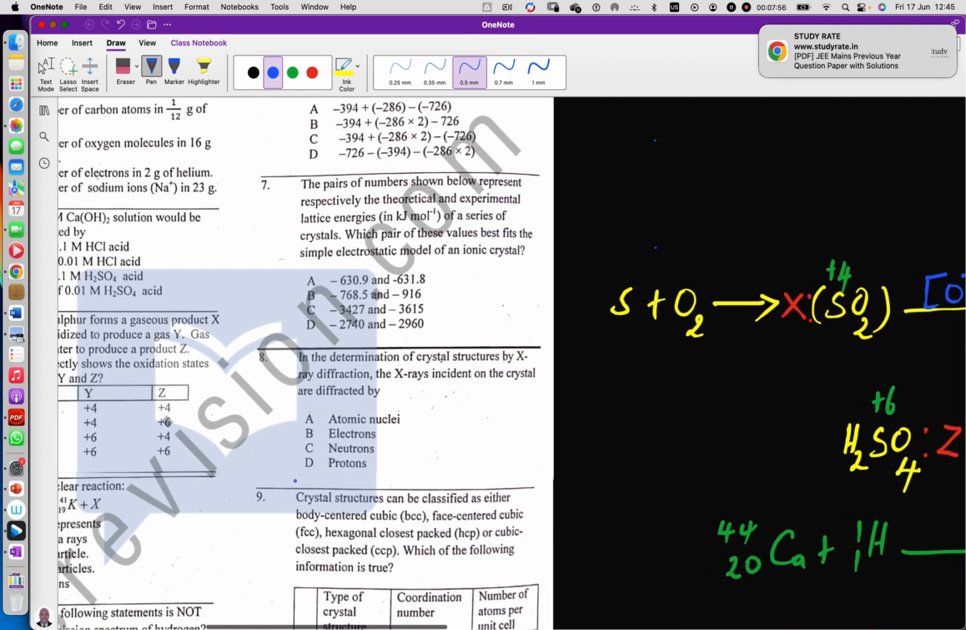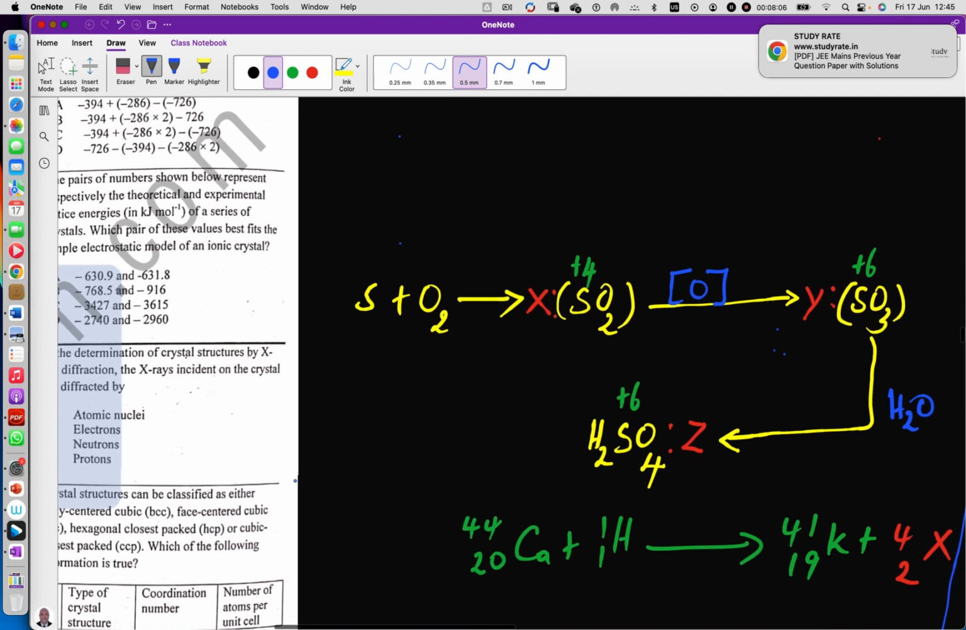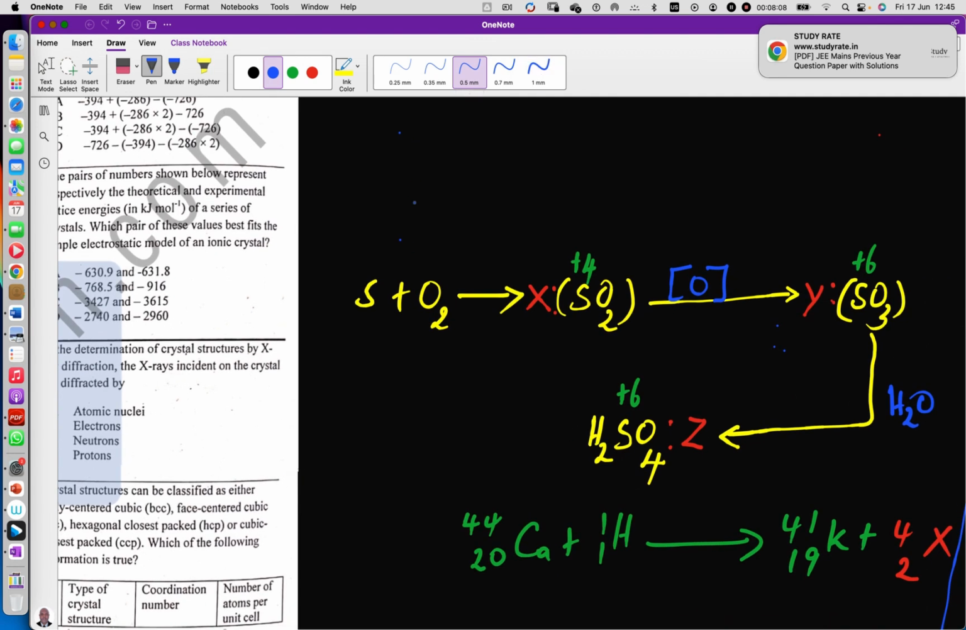They said, when burnt, what is burnt? That is sulfur. When burnt, sulfur forms a gaseous product X. Combustion, that is burning, goes with oxygen. When sulfur is burnt, the gas X that is formed is sulfur dioxide.